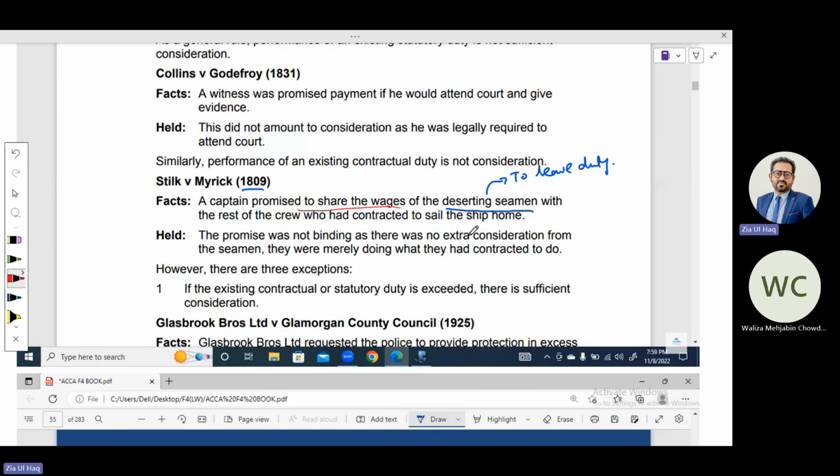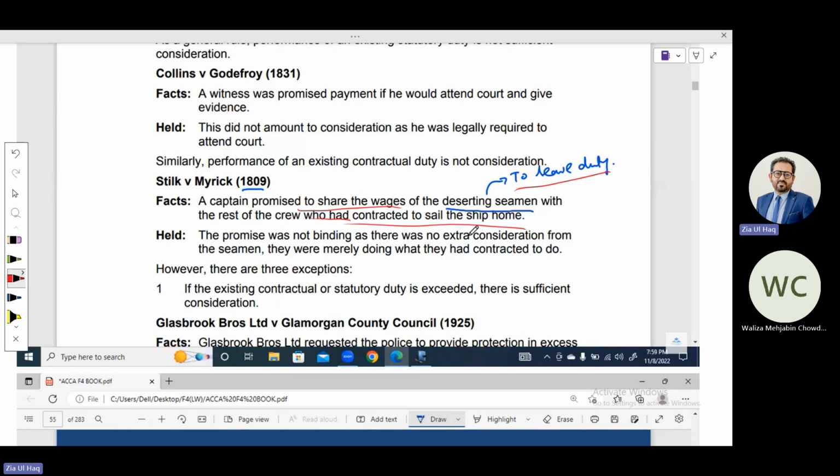Because they haven't performed anything extra. It was their contractual duty. In fact, they were not performing their contractual duty. So the captain promised to share the wages of the deserting seamen. Deserting seamen means those who are leaving their duty, with the rest of the crew who had contracted to sail the ship home. It means: if you help me to move this ship home, to the final destination, I will share my half wages.